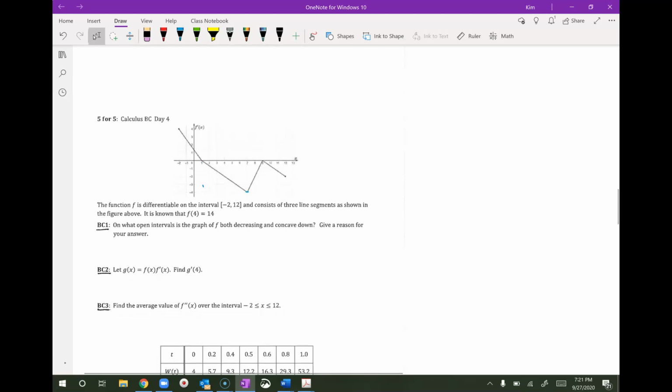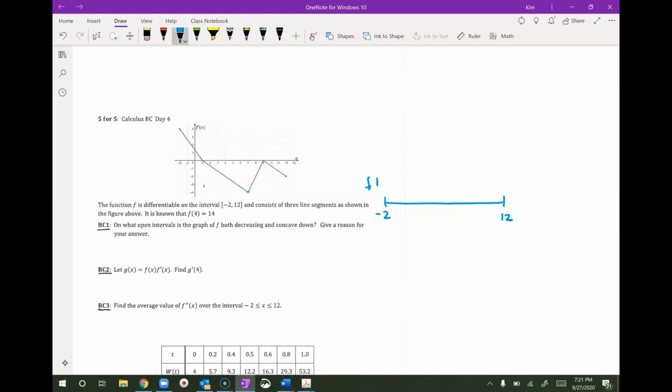Okay, another graph. On what open intervals is the graph of f both decreasing and concave down? Give a reason for your answer. So from negative 2 to 12, let's look at f prime. This is the graph of f prime. So from negative 2 to 1, this graph is above, so that's positive. And then to 9, it's below, is negative.